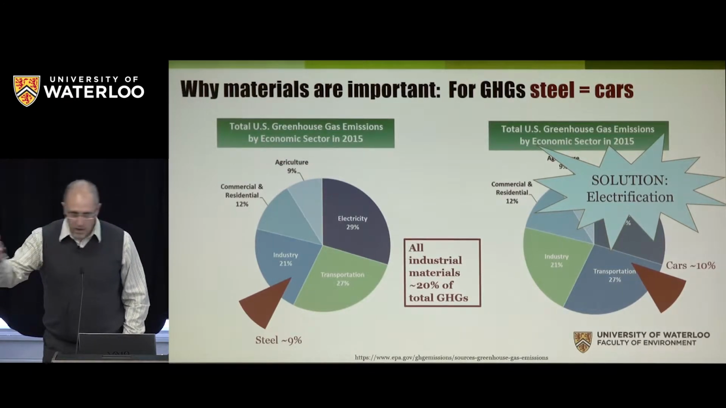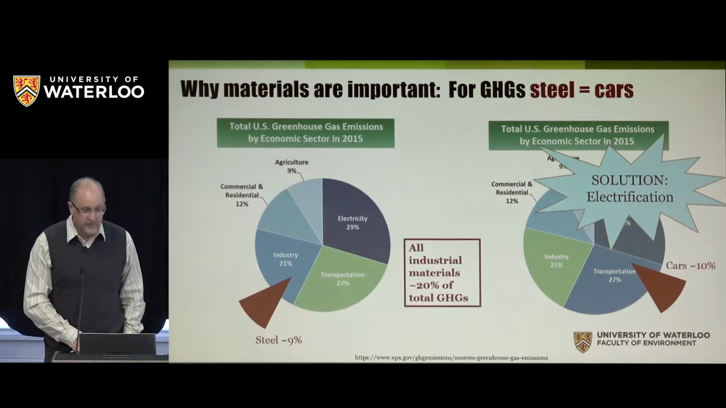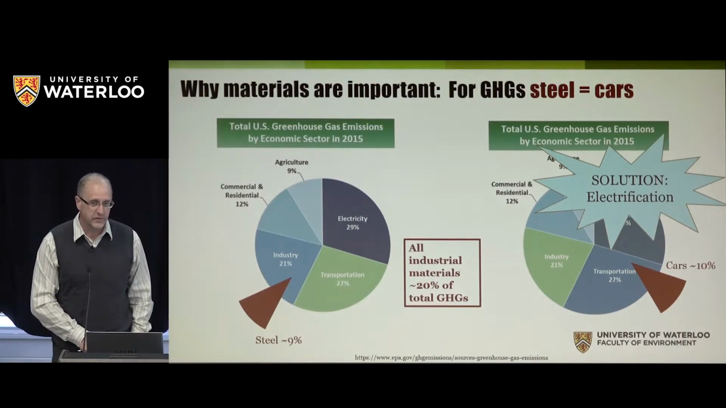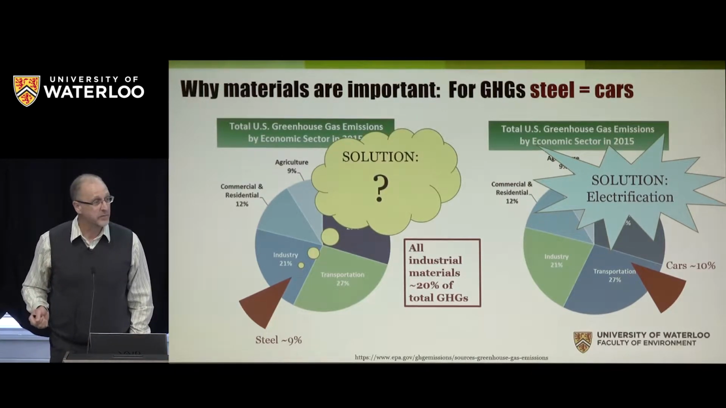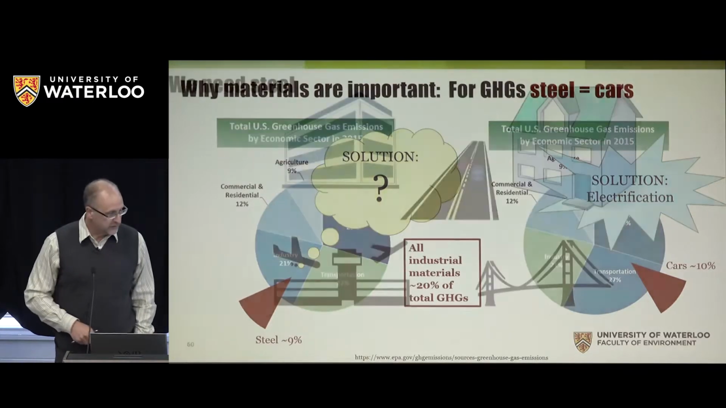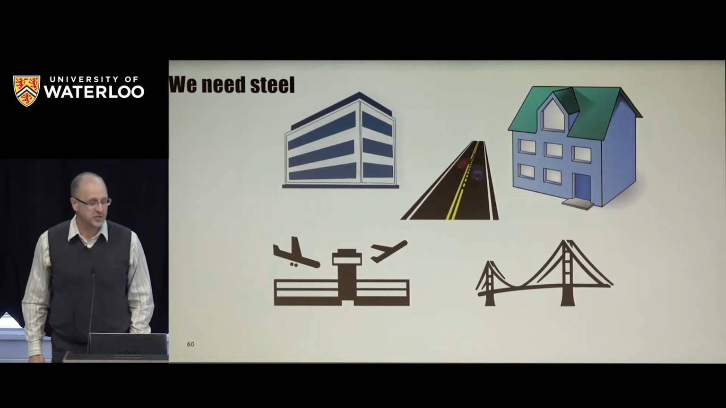Electrification is the obvious solution for cars. We're working on that, whether it's hydrogen electrification or battery electrification, and there's going to be modifications and tweaks on that. But we know a way out as far as greenhouse gas emissions associated with cars. We don't have a way out for materials. And I'll keep on harping about steel here. Steel is incredibly important. As I say, about 10% of the world's GHG emissions.